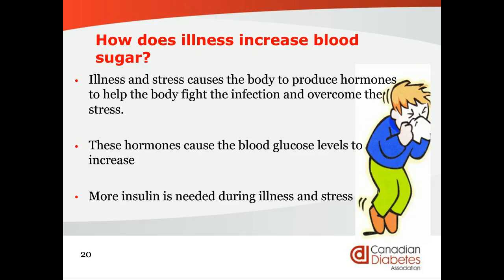How does illness increase blood sugars? Well, when you're ill or you're stressed, the body produces hormones to help the body fight infection and overcome the stress. These hormones cause the blood glucose levels to increase. So actually, during illness, you need more insulin, and during times of stress, you may need more.